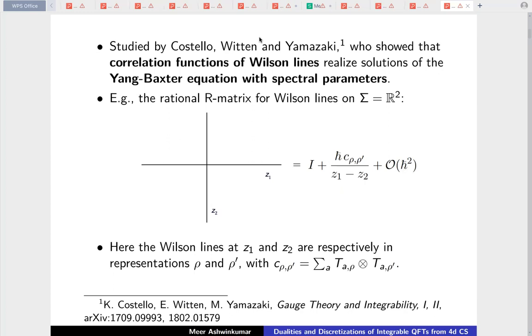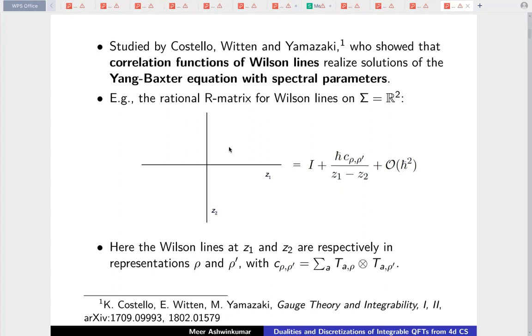And subsequently, Costello, Witten, and Yamazaki used rather down-to-earth physical techniques to study 4-dimensional Chern-Simons theory. In particular, they showed using Feynman diagram analysis that the correlation functions of Wilson lines that are crossing in this form over here realize the solutions of the Yang-Baxter equation with spectral parameters. So for example, if I choose the spectral curve C to be the complex plane, just by studying the correlation function of these two Wilson lines, I obtain the known rational R matrix that gives rise to rational integrable lattice models.